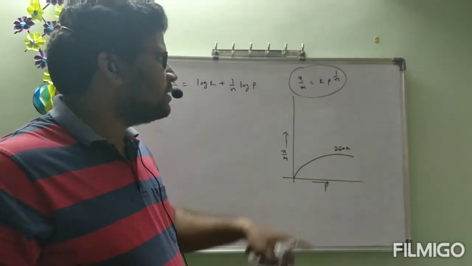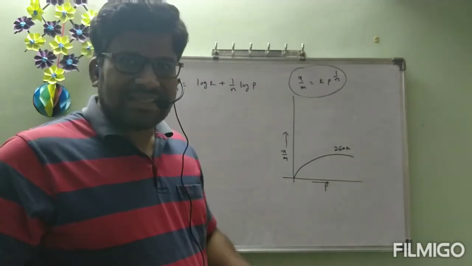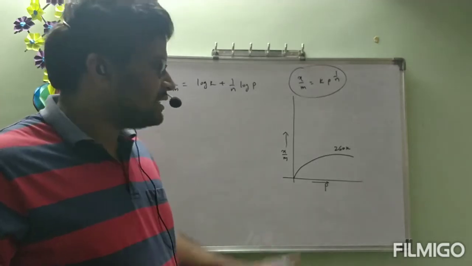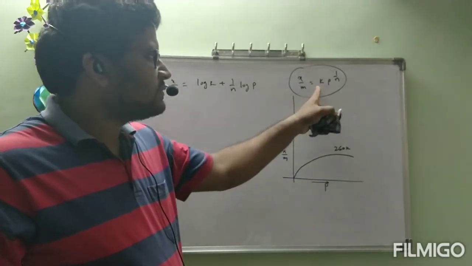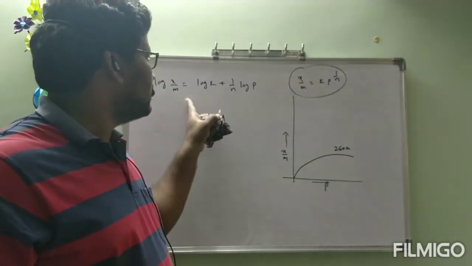This is like y squared equals 4ax. Some curves like this are there in maths. We will get this type of curve. If you apply logarithm to this one, it will look like this.